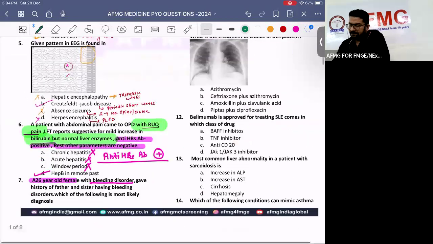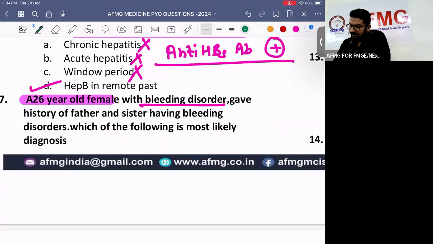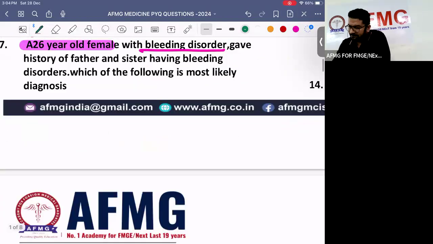26-year-old female with bleeding disorder gives history of father and sister having a bleeding disorder. So I need to create a pedigree here. This is mother, this is father, and these are, suppose, this is our patient. Let me say this is our patient, right? Now you can see the sister has the same disorder.